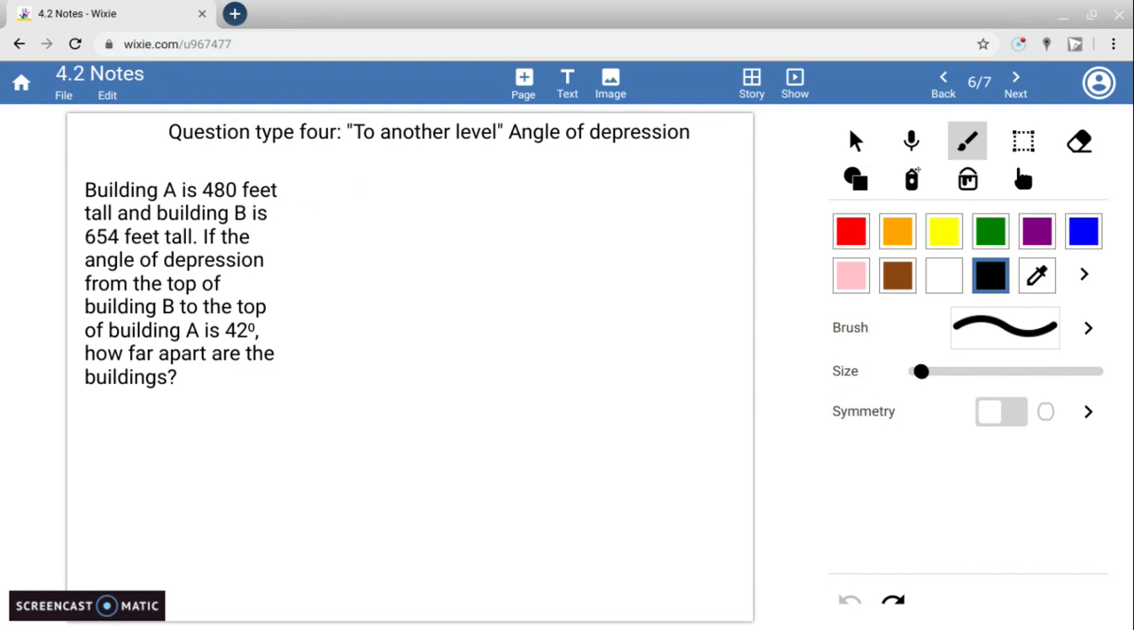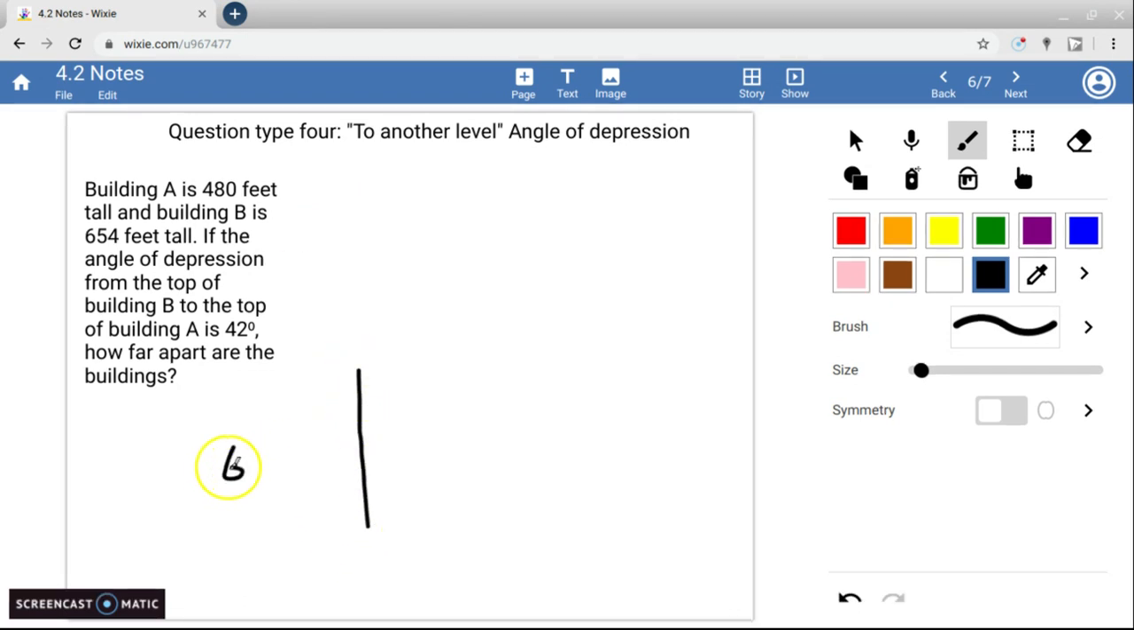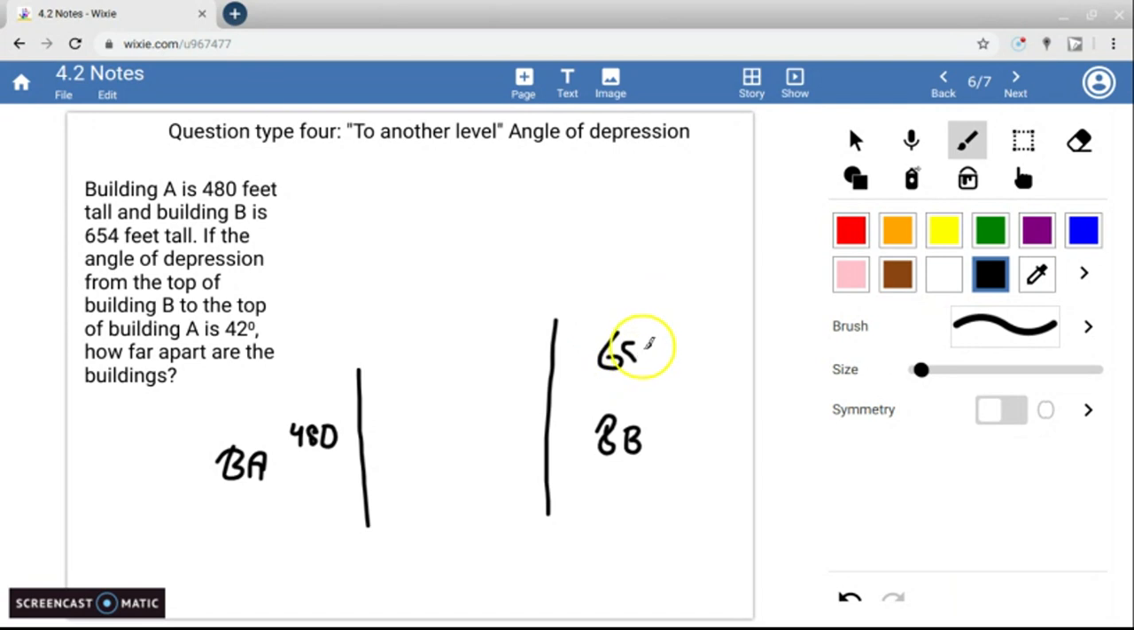S-test. But anyways, building A is 480 feet. So we have building A with the S-test A, and it's going to be 480 feet. Once again, I don't need to write feet, but that is what it is. And for all these answers that you get, you just put feet, because that's what the units are in. And so then we have another building that is building B, so S-test B, and then that is going to be 654 feet.